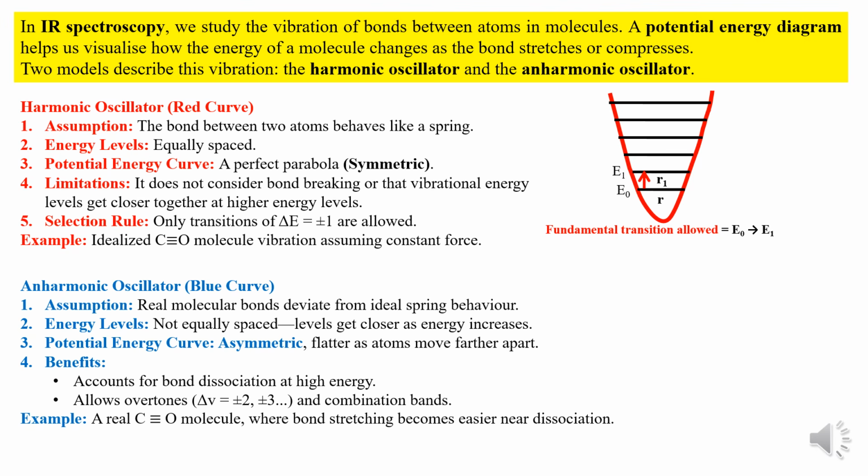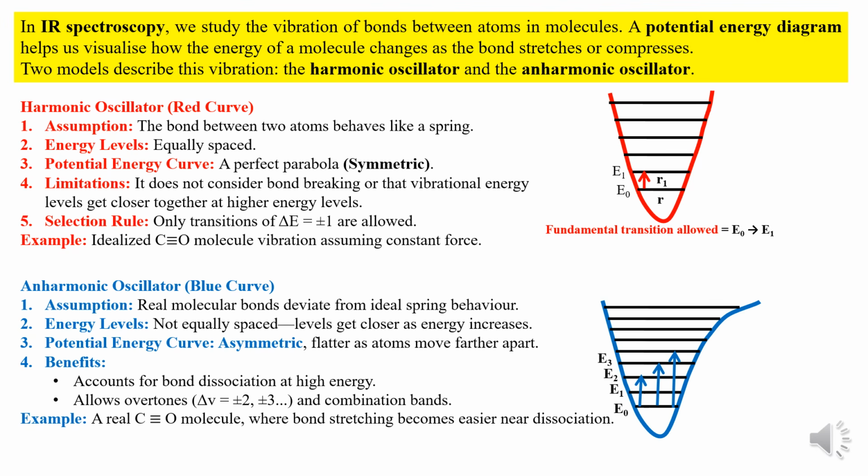And the anharmonic oscillator, represented by the blue curve, is based on the assumption that real molecular bonds deviate from ideal spring behavior, and the energy levels are not equally spaced. And the energy levels get closer as energy increases. Now when you compare and contrast the shape of the curve, in both the harmonic and anharmonic oscillator, you'll find that the shape is symmetric in the case of the harmonic, while it is asymmetric in the case of the anharmonic oscillator.